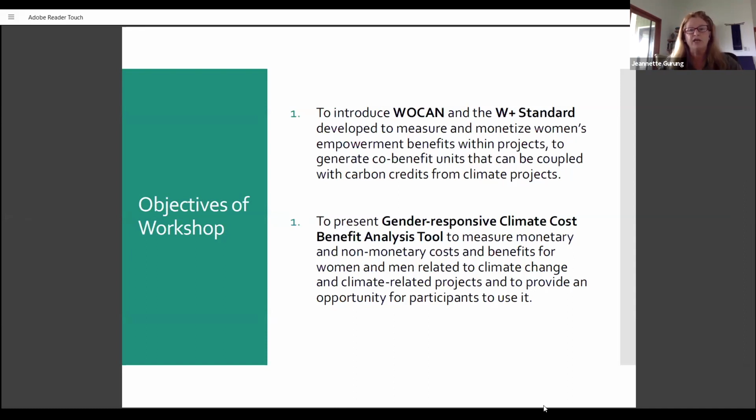And the second objective is to present this tool to you on how to measure monetary and non-monetary costs and benefits for women and men, either related to climate change or climate change projects. And we're going to make this as participatory a skill building session as we know how to do, which is to engage you in breakout rooms and get your feel for this tool, and then be able to send us more information on your feedback of how you found that tool to be. Okay?